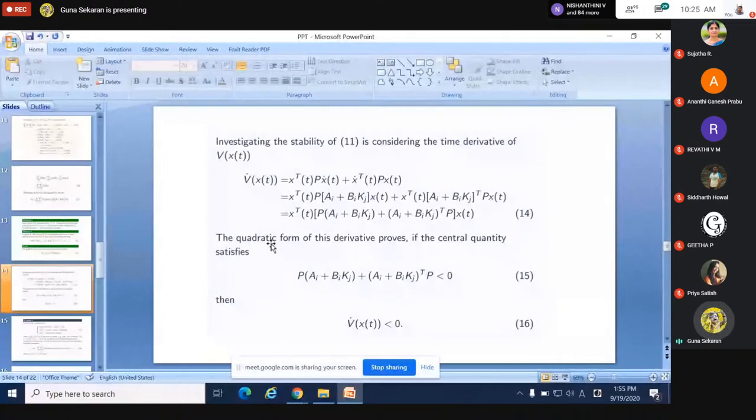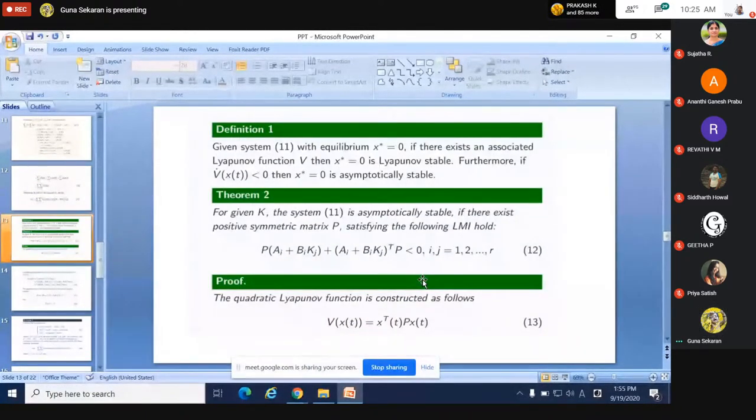This quadratic form, this derivative proves the inequality is satisfied by the linear matrix inequality less than zero. Then the Lyapunov functional derivative V dot is less than zero, and when t tends to infinity, at that time the system is asymptotically stable.